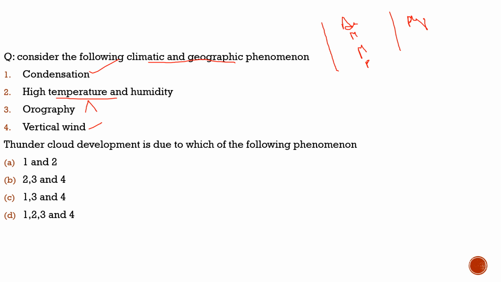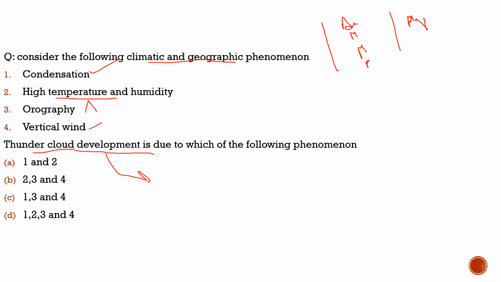Let's see what the question says. The question says the thunder cloud development is due to which of the following phenomena. So here he asks us about the thunder cloud, which of the above phenomena it is because of. Now let's understand what happens here. Thunder clouds, in fact, develop by all of the climatic or geographical phenomena given above. Let us see how it happens.